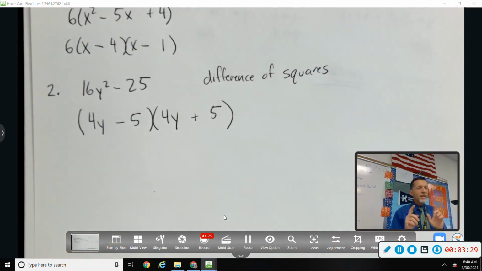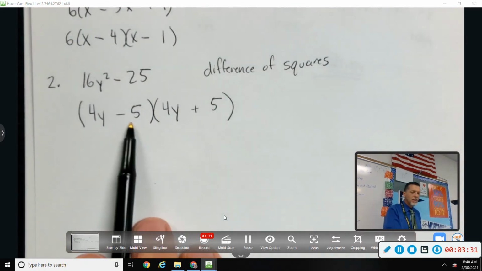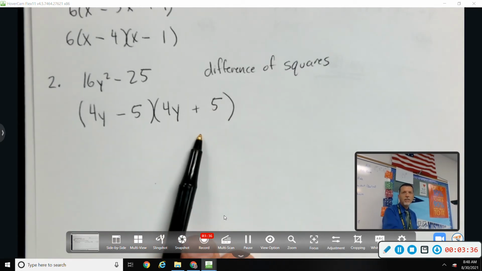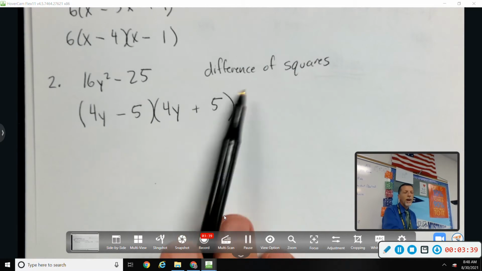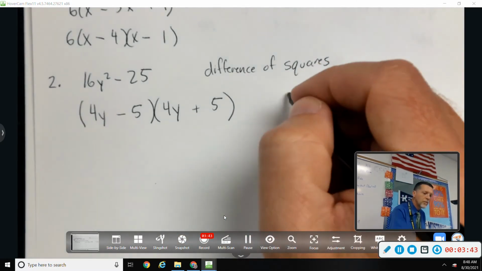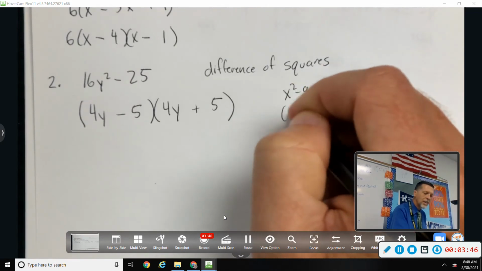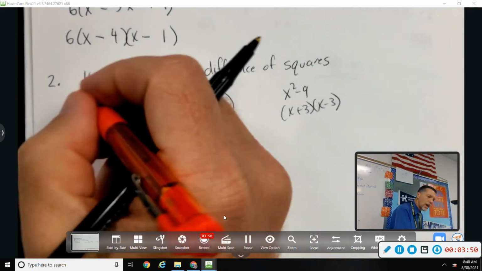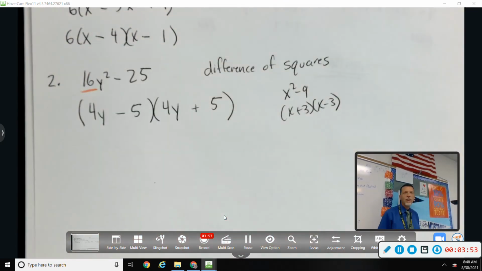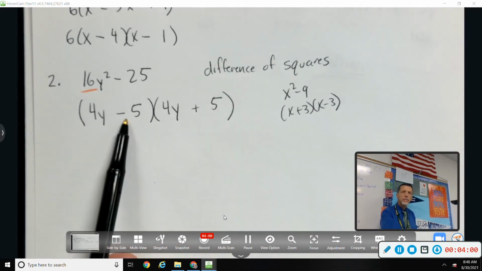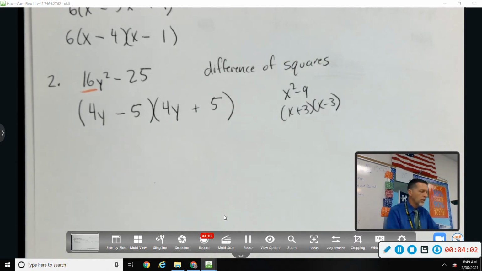Because of the plus-minus thing, if you FOIL that out, you'd have a minus 20y and a plus 20y, and they'd cancel each other out. So that's the format for a difference of squares. You've probably done it plenty with x squared minus 9, x plus 3, x minus 3, but we kind of upped the game a little bit today when we put a coefficient on that first term. But it still works the same way. Square root the pieces, one's plus and one's minus. And the order doesn't matter which one you do first.